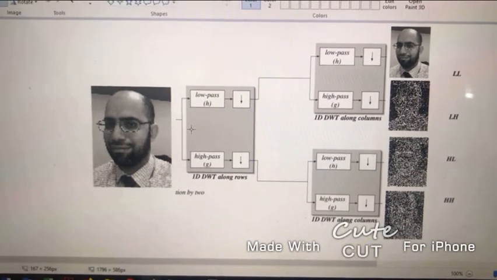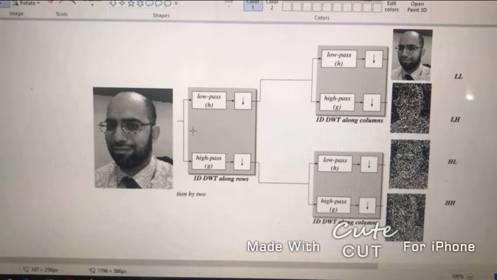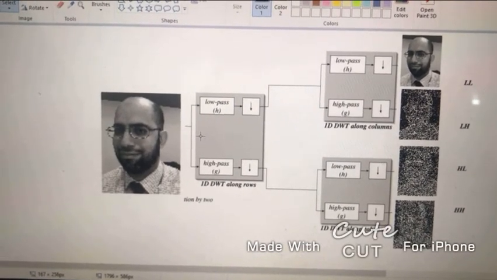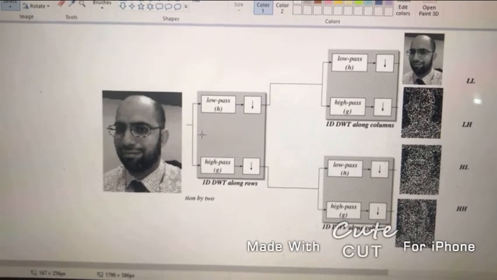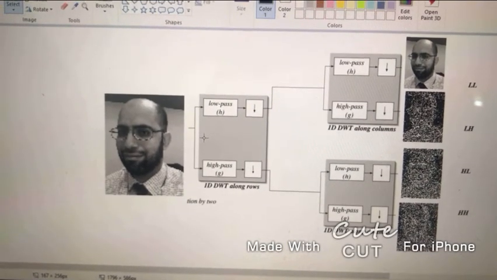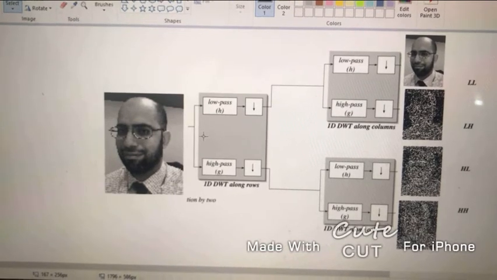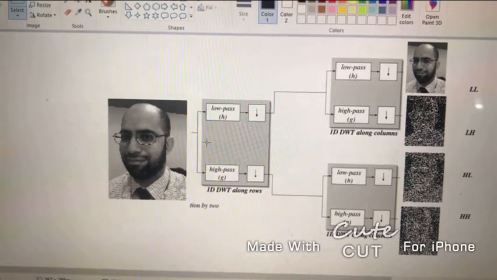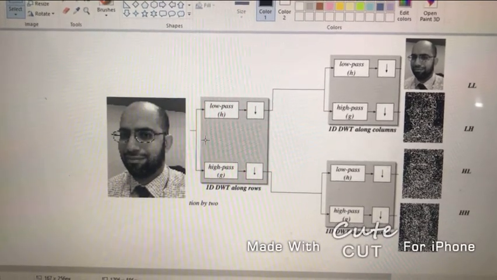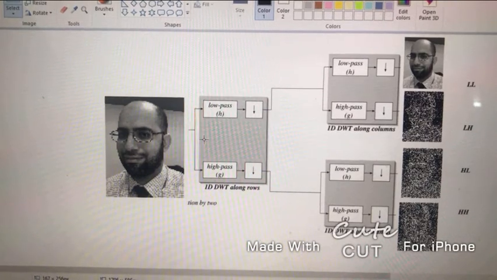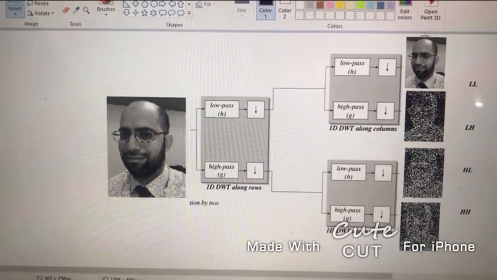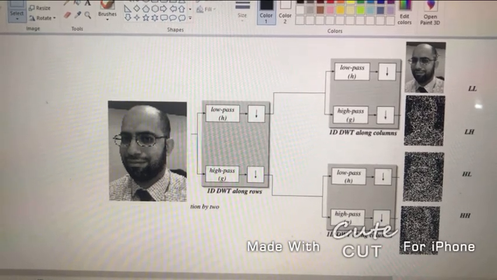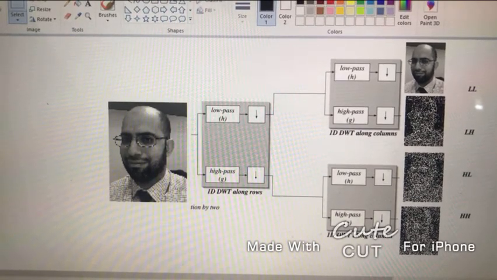At first, an image is taken into a low pass filter and a high pass filter. The low pass filter smooths the image and the high pass filter sharpens the image. After that, down sampling happens, and then another stage of filters, high pass one more time and low pass one more time. This will generate basically four different images. The upper one is the average image, which basically represents the original image, while the other ones are the details.